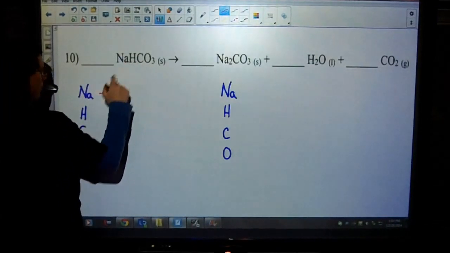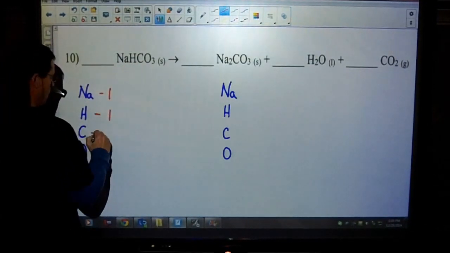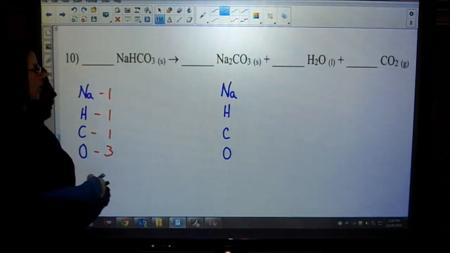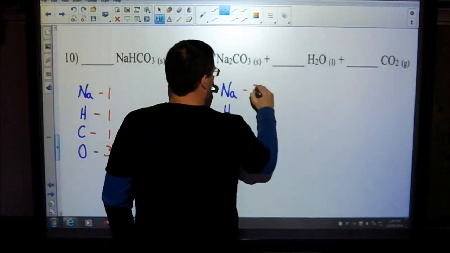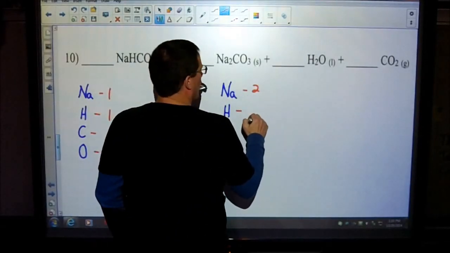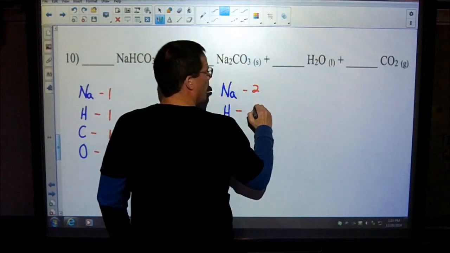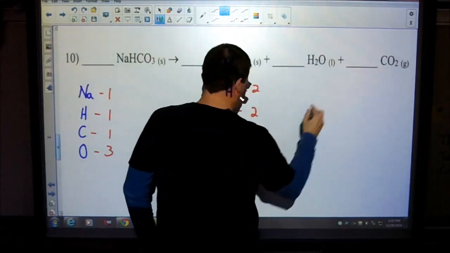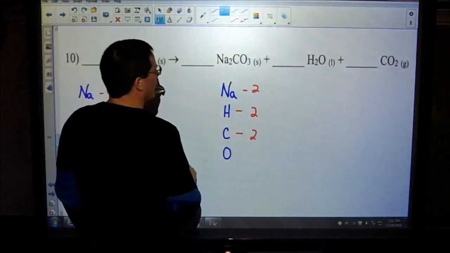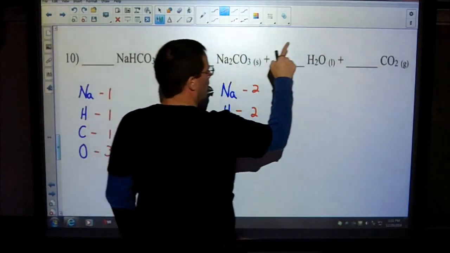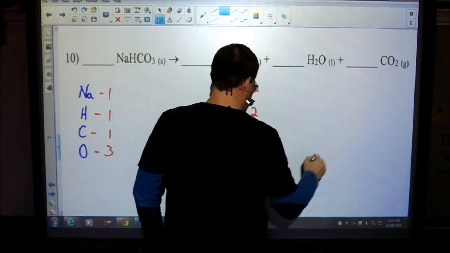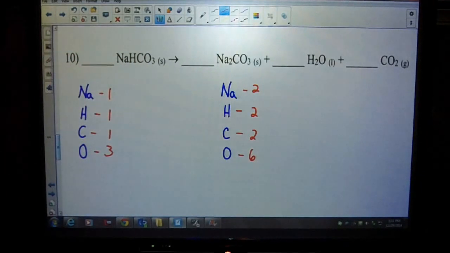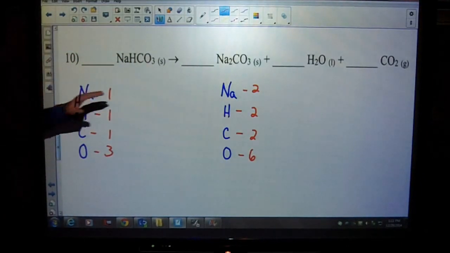Okay. So let's get a number here. We have 1 sodium, 1 hydrogen, 1 carbon, and 3 oxygen. So that's on the left side. On this side, we have 2 sodium, we have 2 hydrogen, yep. We have 1 carbon plus a second carbon, so we have 2. The oxygen, we have 3, 4, 5, 6. So we have 6 total oxygen. Okay. Again, when those numbers are the same, you're balanced.